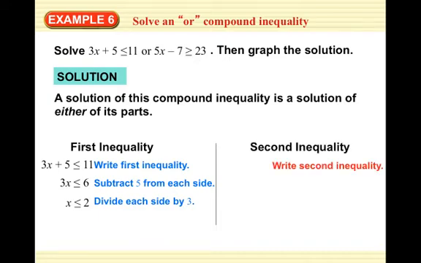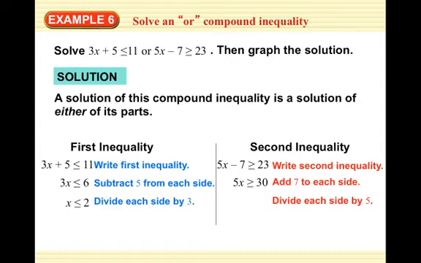So we're going to write it out. So we get 5x minus 7 is greater than or equal to 23. We add 7 to both sides, and so that gives us 5x is greater than or equal to 30. X is being multiplied by 5, so we're going to divide both sides by 5. And that gives us x greater than or equal to 6, because 30 divided by 5 is 6.